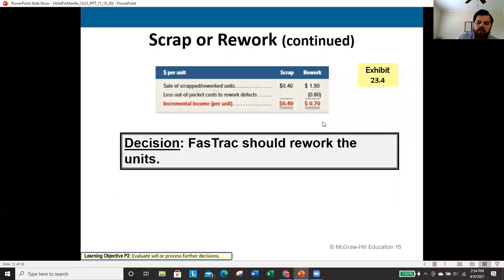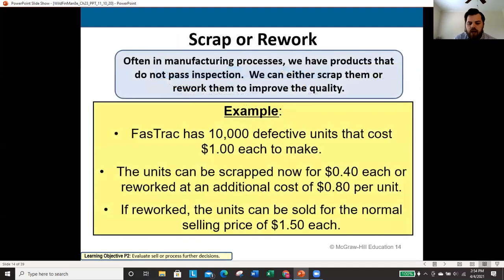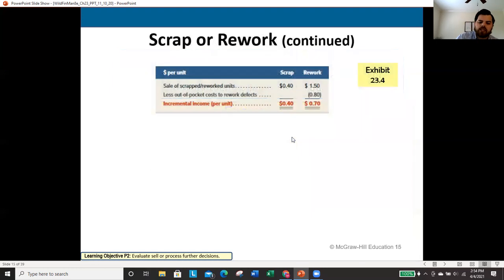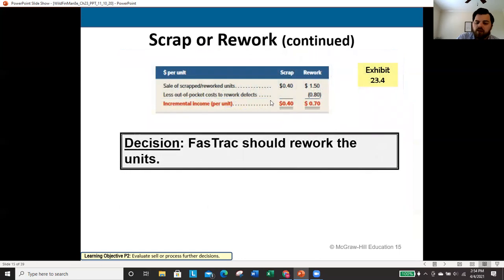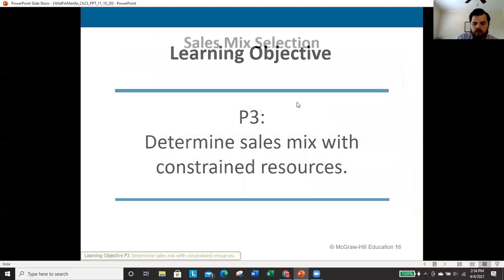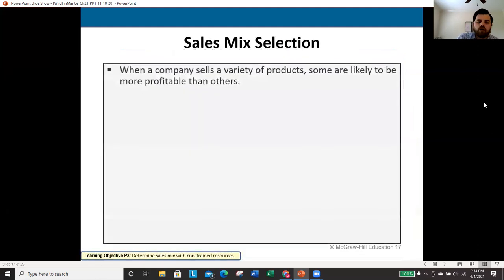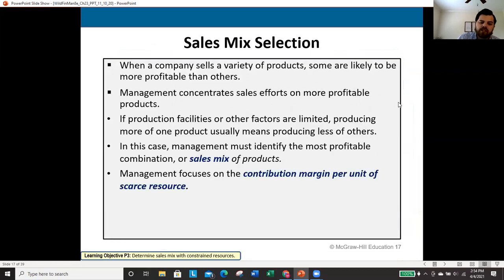Now, before we continue, I just want to backtrack one more time. At this point, any cost that had already been incurred would be considered sunk. So in this case, they told me that these 10,000 defective units had a cost of $1 each to make. You'll notice on my next slide, that dollar doesn't ever come in because it was already incurred. I'm not getting it back. It's another sunk cost.